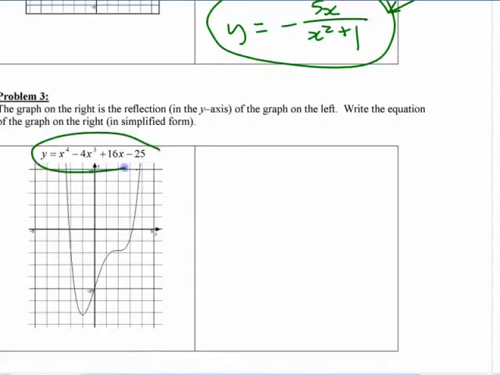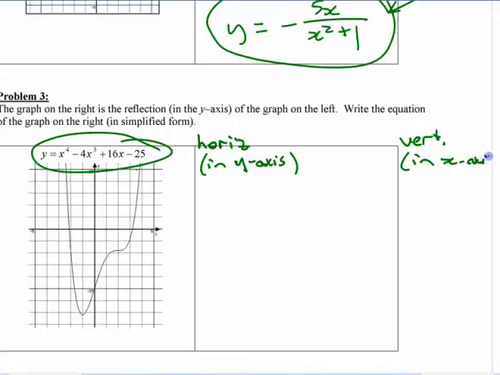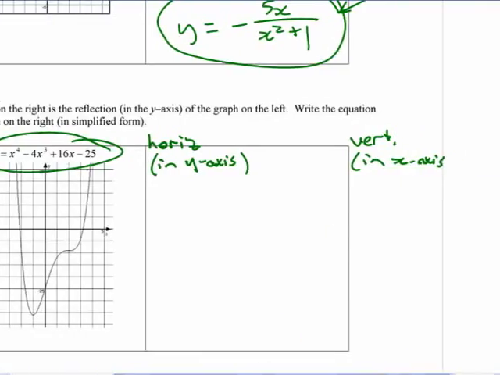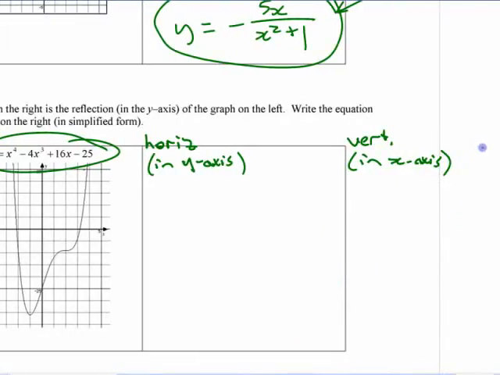I would like you to reflect this two ways. I want you to reflect it horizontally in the y-axis, and I want you to reflect it vertically. You don't have to draw it, but you have to come up with the equation. Vertically in the x-axis. Two ways. We're going to put that on hold, though.